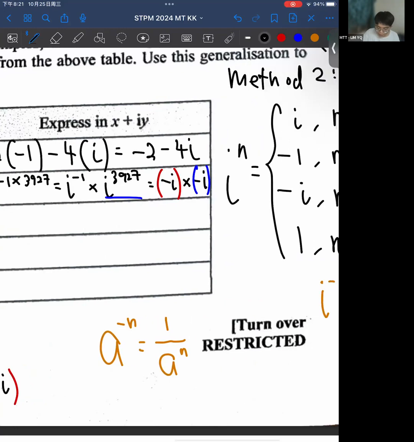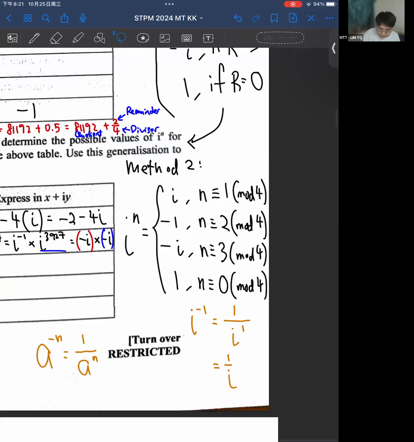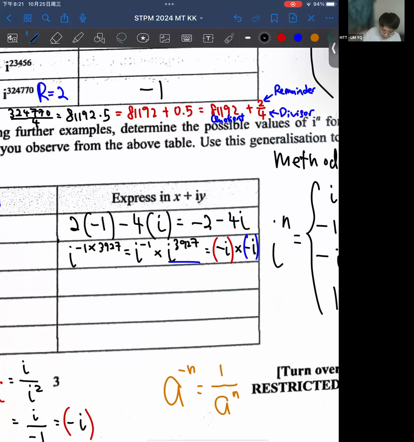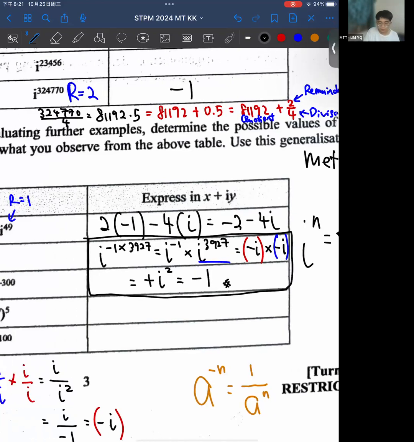I don't have any space already. Wait, okay, I write it down, can or not? I write it down. So meaning that I didn't do the third one. The third one you do by yourself. Equal to positive i squared, which is -1. So this is the answer for the second row.